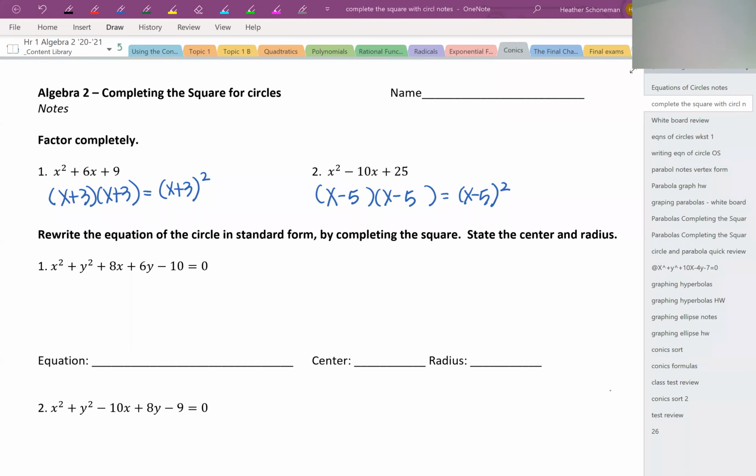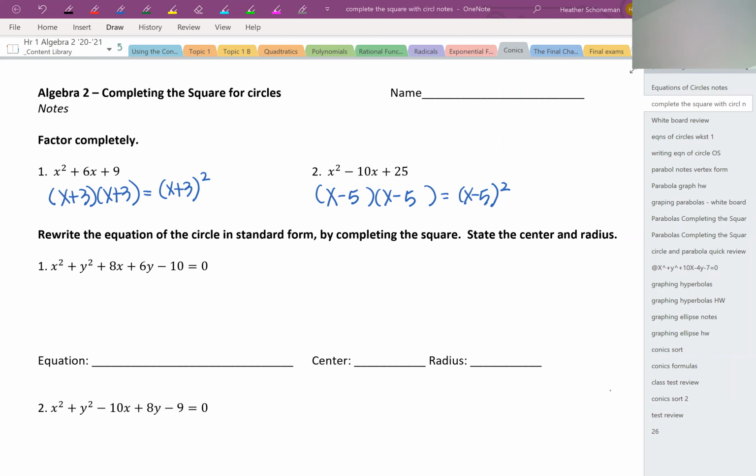Okay, this video is about how to complete the square for circles. So we know that if we factor something like number one, you're looking for what number multiplies to 9 and adds to 6, which would be 3 and 3. And since we have the same thing in both parentheses, we can write (x + 3) squared. The same thing happens on number 2, except it's (x - 5) squared.